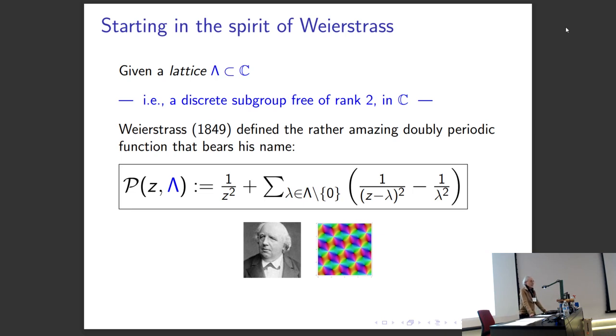So if you're given a lattice, I'll call my lattices Lambda, in the complex numbers, that is a discrete subgroup, free, of course, of rank 2 in C. Weierstrass defines his Weierstrass function, an amazing doubly periodic function, depending on the lattice, and essentially invariant under translation by the lattice. That colored picture below is the picture you can find on the web of the phase spaces of the values of this P of Z, what's called the Weierstrass P function.